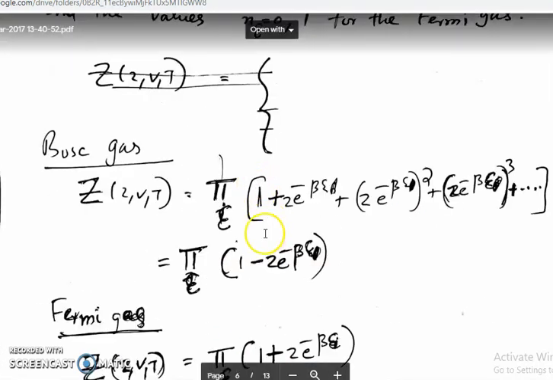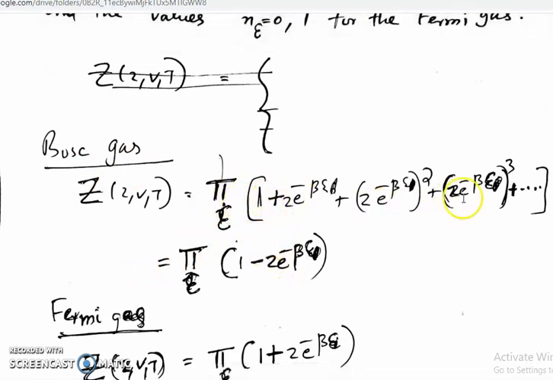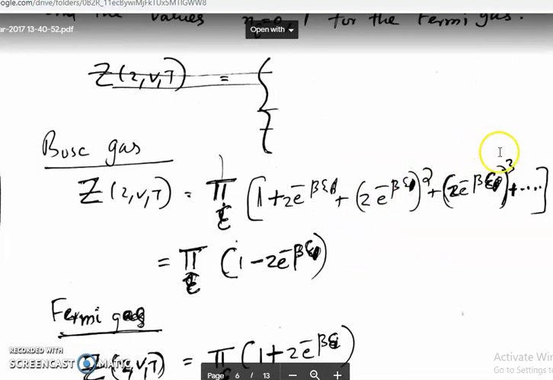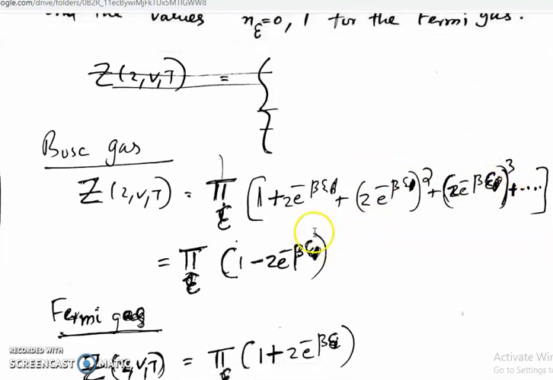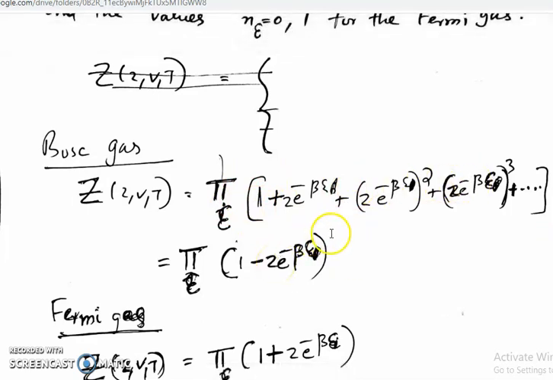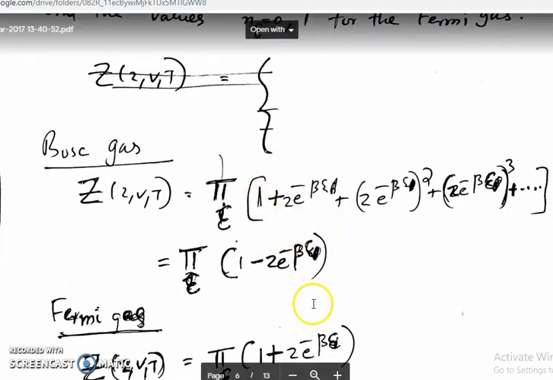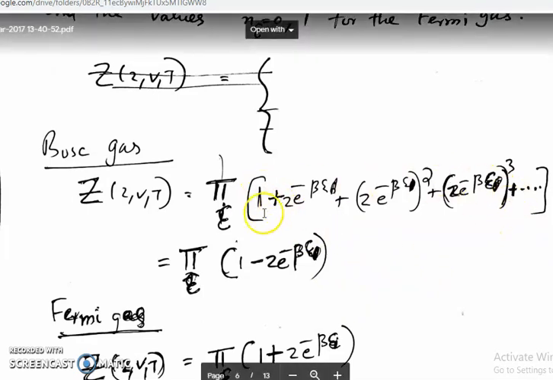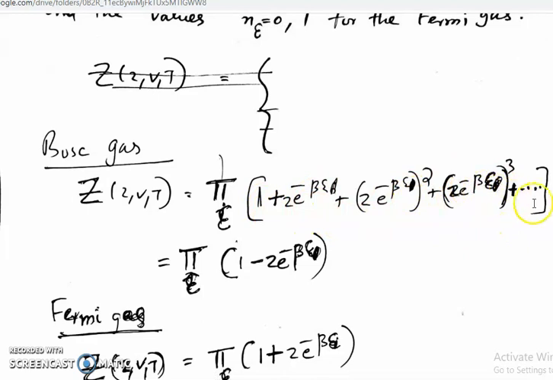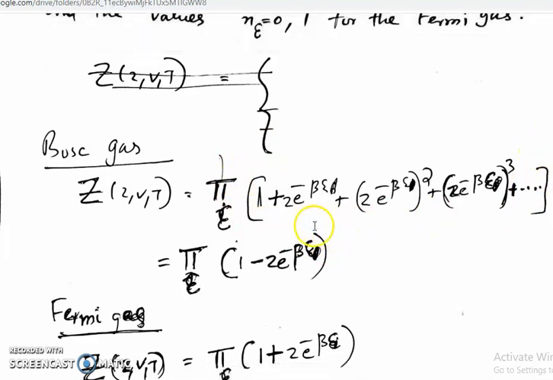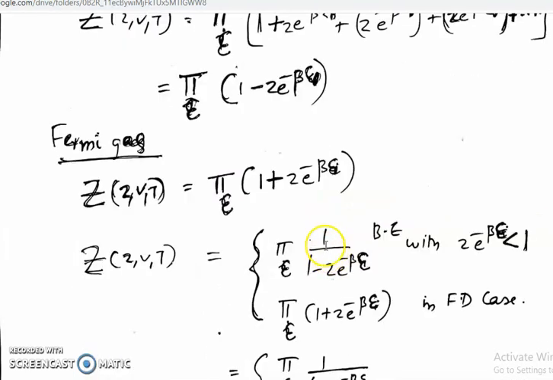So for the Bose gas, this series is 1 minus z e to the power minus beta epsilon to the power minus 1. Sorry, minus 1 is missing here, because you are converting this series into this form. 1 minus x to the power minus 1 is 1 plus x plus x square plus x cube, like that. So we have that form here. So sorry, a minus 1 is missing here.